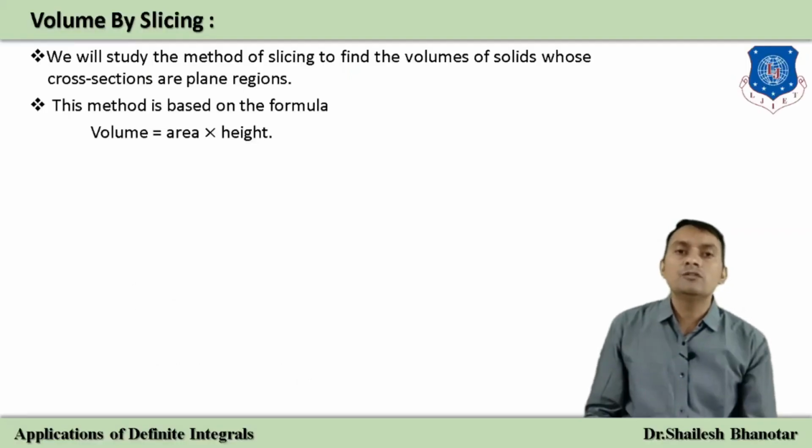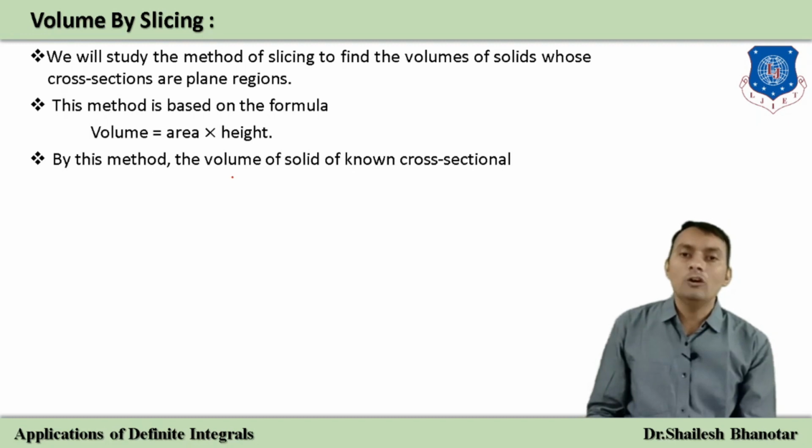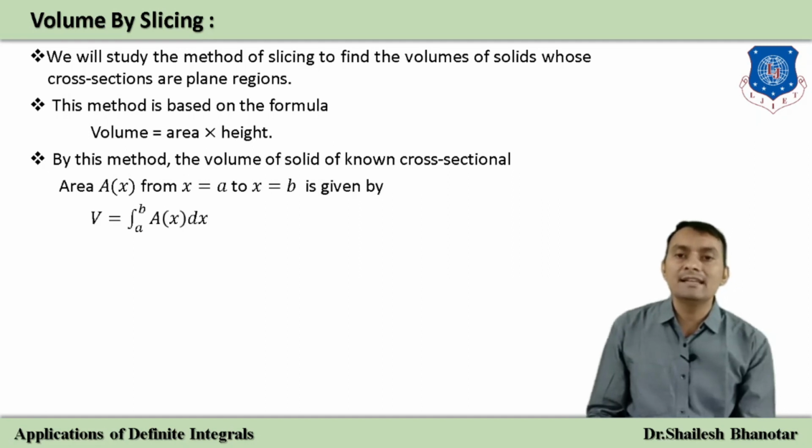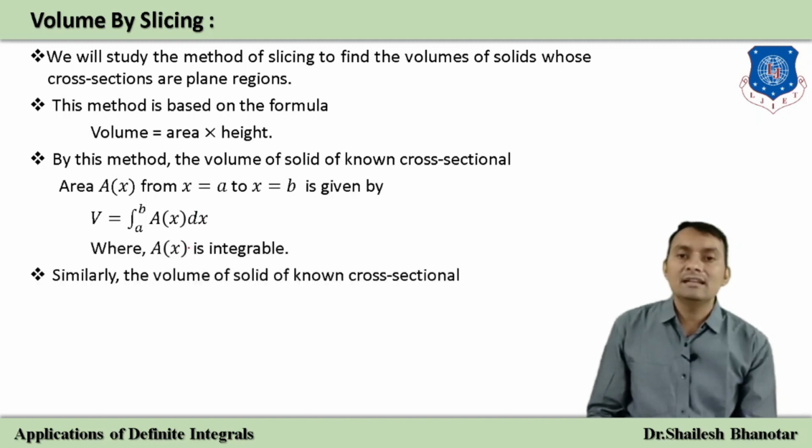To find the volume of a solid whose cross sections are plane regions, we use the volume by slicing method. This method is based on the formula: volume is equal to area multiplied by height. By this method, the volume of a solid of known cross-sectional area A(x) from x equals a to x equals b is given by V equals the integral from a to b of A(x) dx, where A(x) is integrable.